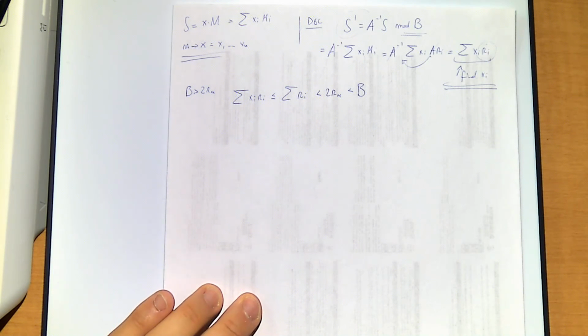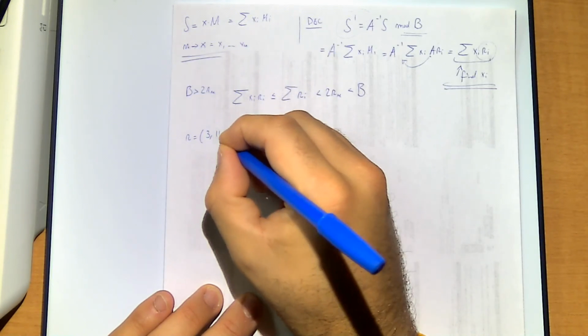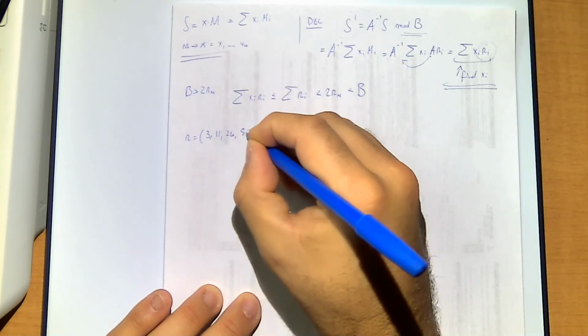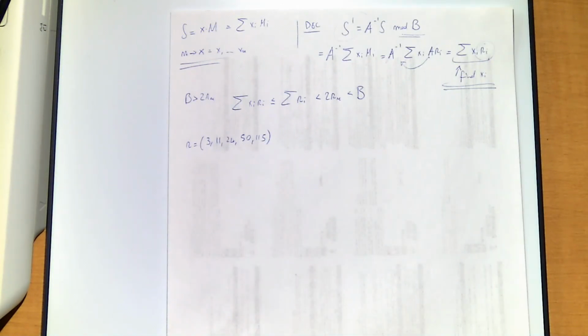So here's the example from before. At this point, we can continue it. It was 3, 11, 24, 50, and 150. We have seen that it's easy to recognize a number in this. We did it really quickly.